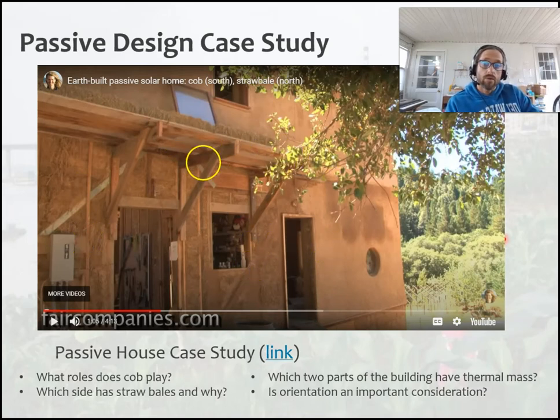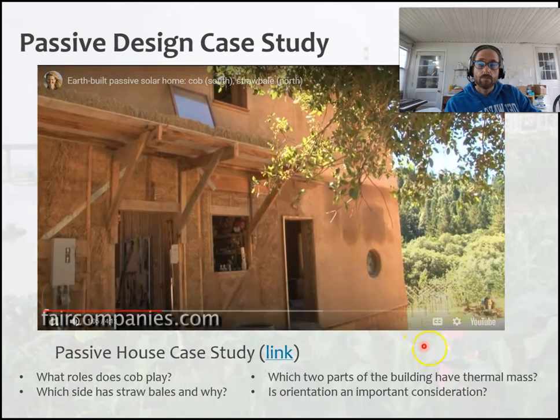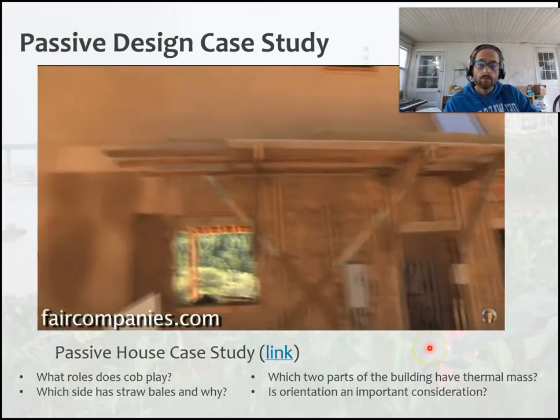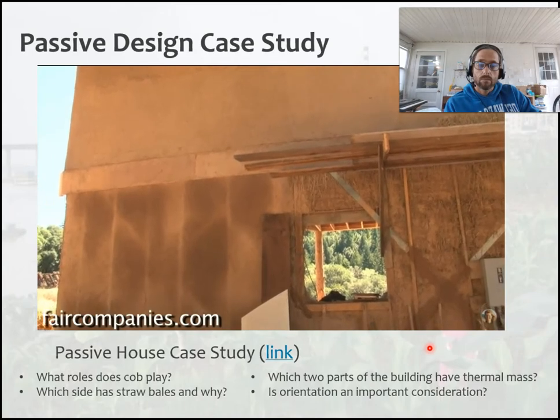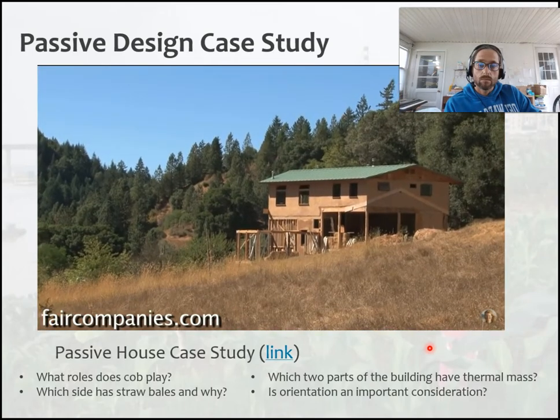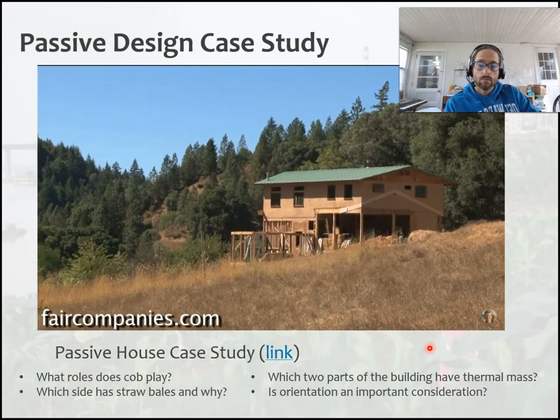So you can see there's not a lot of windows on this side. There are some, you want to have some windows, but this is straw bale here, and then there's cob on the other side. You tend to see straw bale walls on the north side of the building where you most want your insulation, and cob on the south side of the building, the part that gets hit by the winter sun.